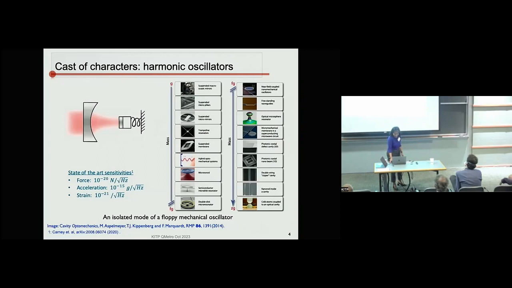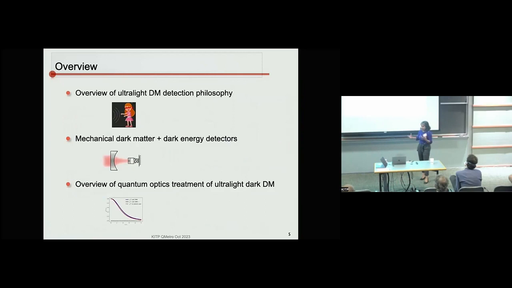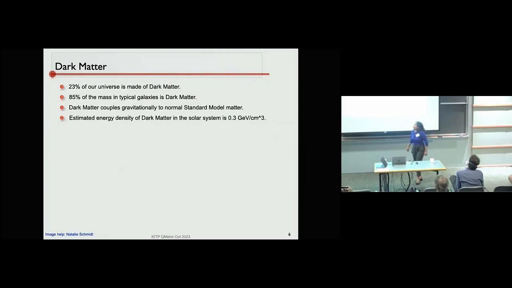So, like I said, I'll talk a little bit about how a quantum optics person like me thinks about dark matter and dark energy, how to use mechanical systems to look for dark matter and dark energy, and some more general, new and still forming thoughts about how to think about ultralight dark matter as a quantum optics person, where I hope to get the blessing of some of the theorists about some historical quantum optics-y things that I think are applicable to ultralight dark matter as well.